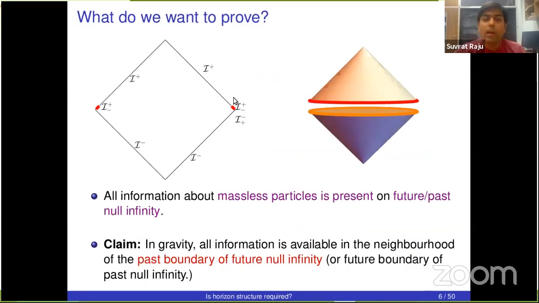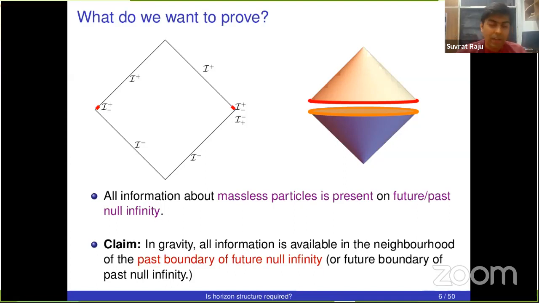Let me just try and explain what I'd like to prove a little more precisely. What I'd like to prove is the following. You see, we know that in flat space, if one looks at massless particles, then without any additional assumptions, just from the fact that the theory is described by an S matrix, we know that all information about massless particles can be obtained either on future null infinity, which is this line on top, or past null infinity. What I am going to try and establish in this talk is that in a theory of gravity, in fact, all information is available in a small neighborhood of the past boundary of future null infinity, and that's this little red region here. Similarly, all information is also available near the future boundary of past null infinity, and that would be a region here. But I'm not going to make statements about past null infinity because everything is analogous.